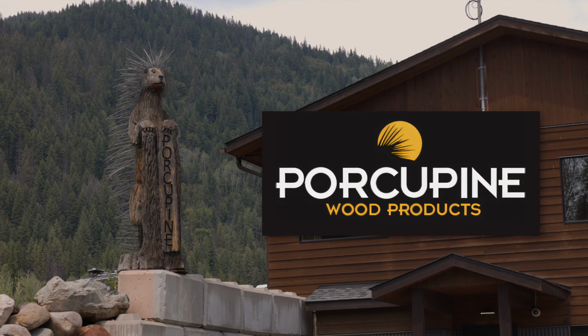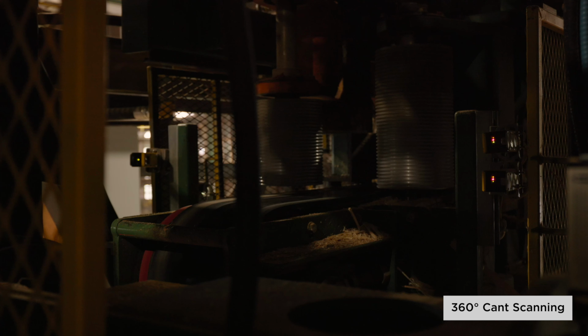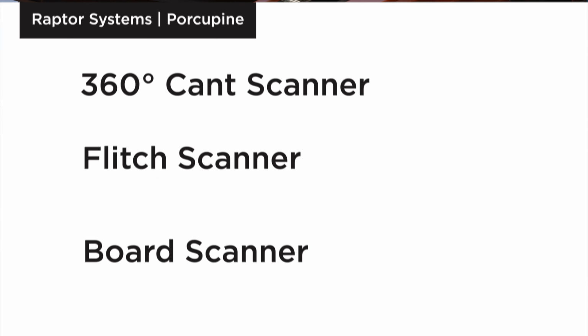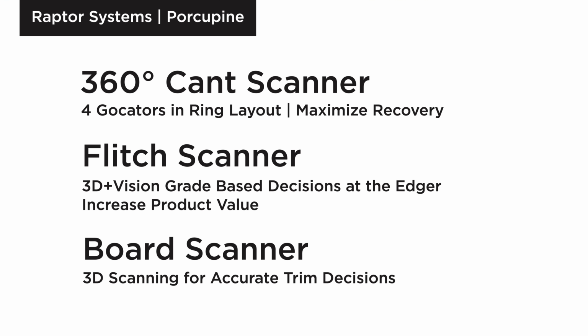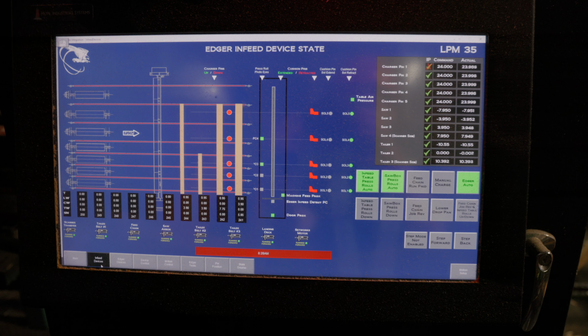Porcupine is taking lumber and trees coming out of the forest, and they're processing them into boards for decking, trim, fencing, and things like that. So where Raptor comes into play is at any given stage, we collect the raw data, and then we can apply any type of logic that we need to be able to get the best value out of any piece.